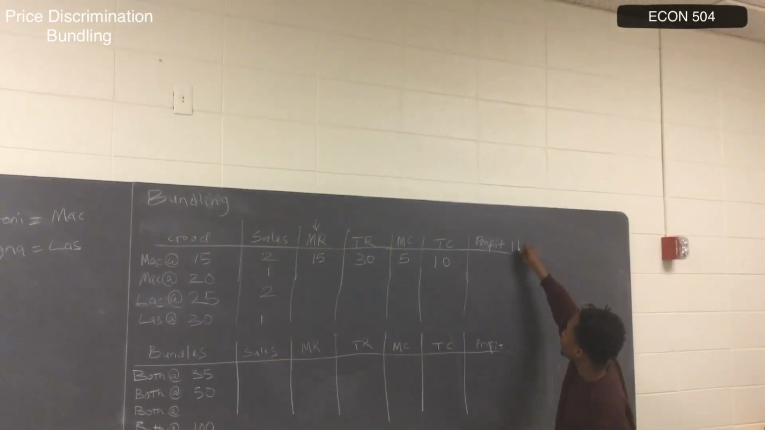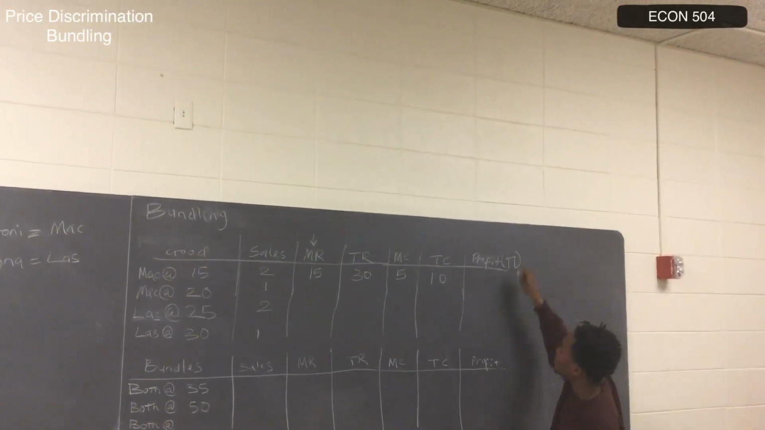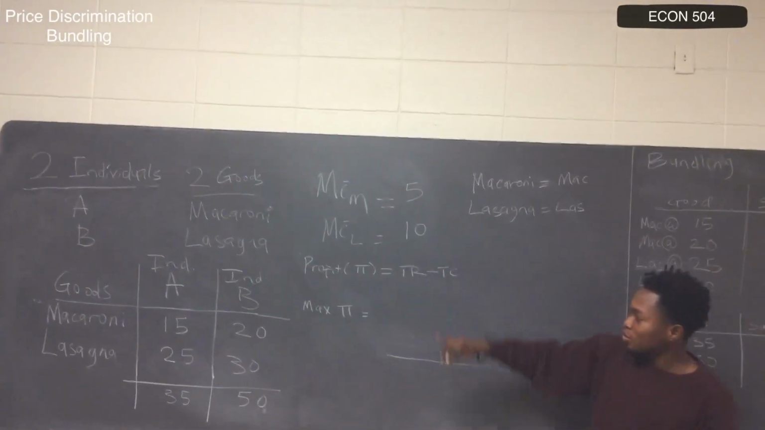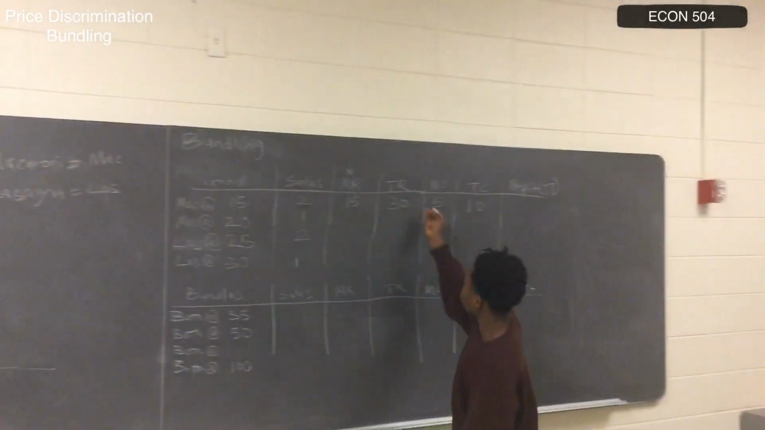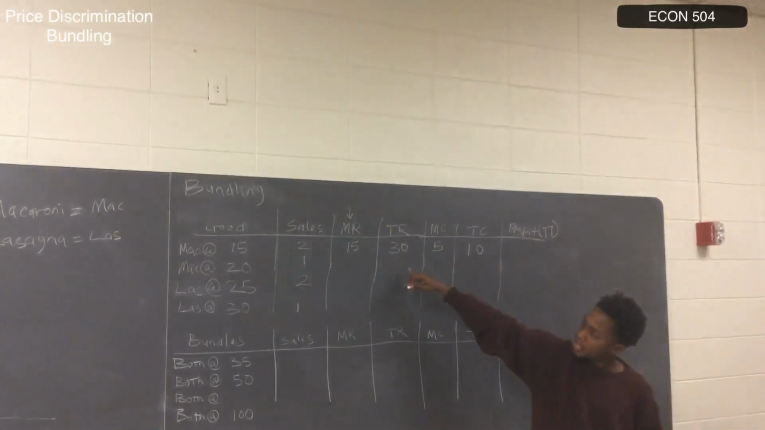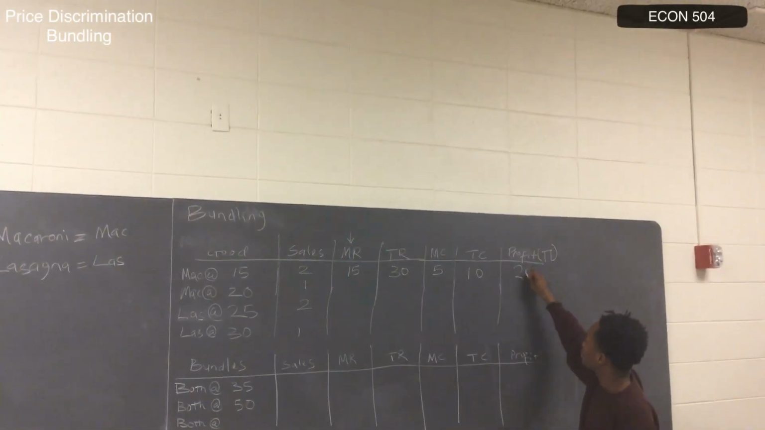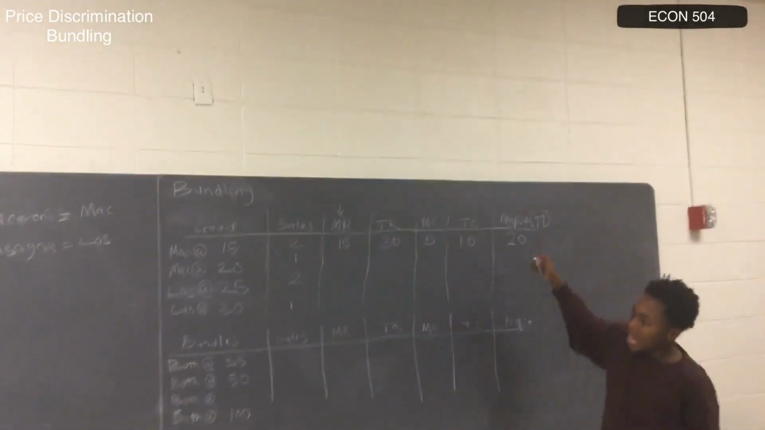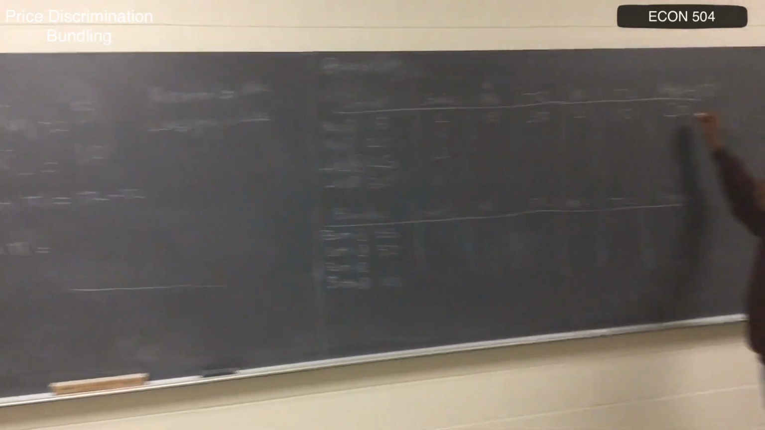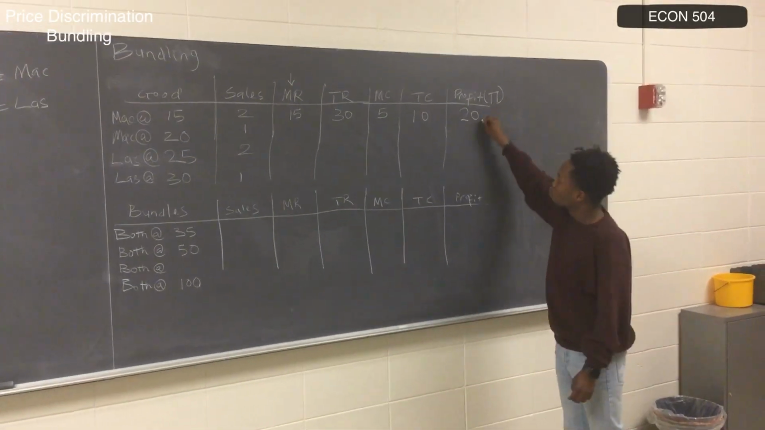So this brings us to the profit. And profit, the symbol is the pi sign. So like we said here, profit is total revenue minus total cost. So total revenue here is 30, total cost here is 10. 30 minus 10 is 20. So if I sell macaroni at $15, the profit that I'll make from it will be 20.